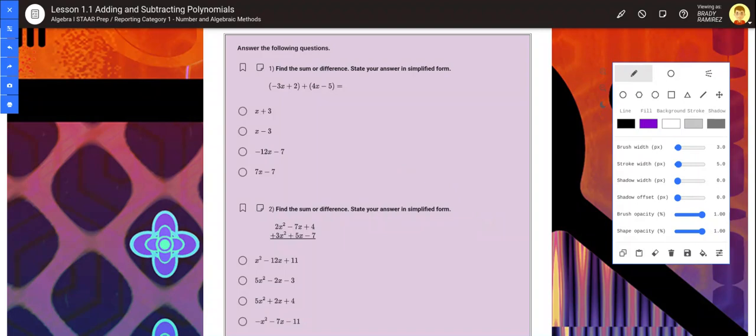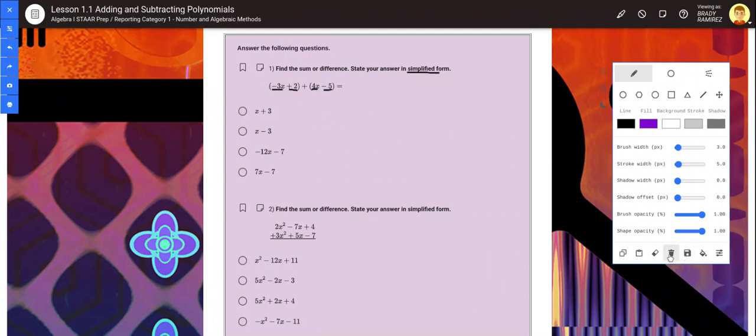Today we're going to be doing lesson 1.1, starting with question 1. The question asks us here to find the sum or difference, state your answer in a simplified form. Based on your reading, you should have already done this. You guys know terms are basically a grouping of either whole numbers, variables, or coefficients. So in this equation here, I see I have a variable with a coefficient and a whole number, and then another variable and a coefficient and another whole number. And it wants me to simplify my answer.